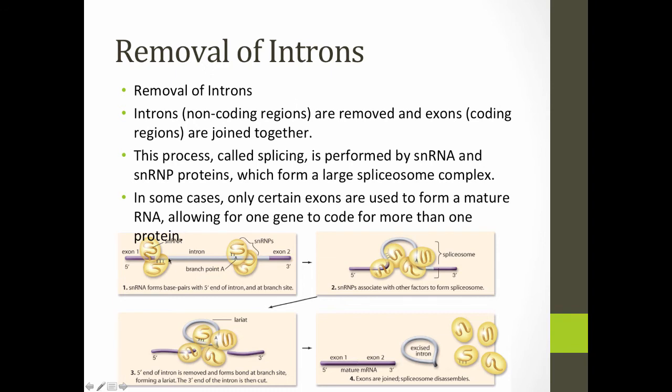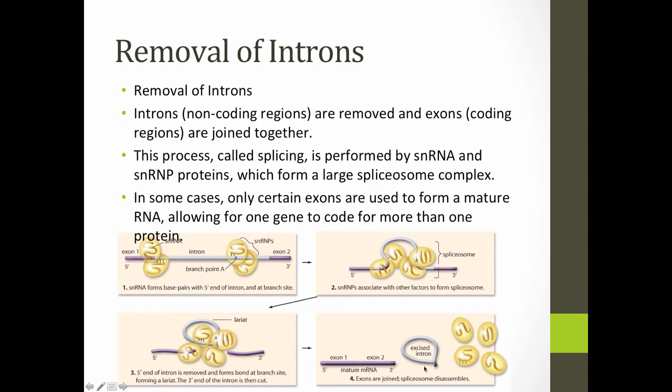So what happens is it base pairs with the 5' end of the intron and a branch point, and comes together to form a spliceosome. Now, at the branch point, the mRNA is broken. The 3' end is held in place, so this exon is held in place by the spliceosomes. The loop forms what's called a lariat structure. You can see it's got a little looping structure here. So it forms a lariat, and then the 5' end of the intron is also cut off.